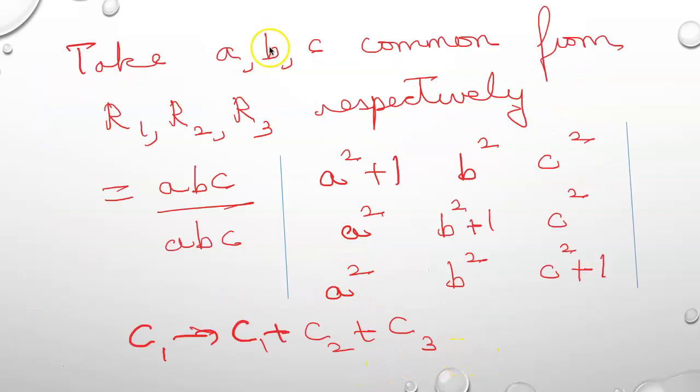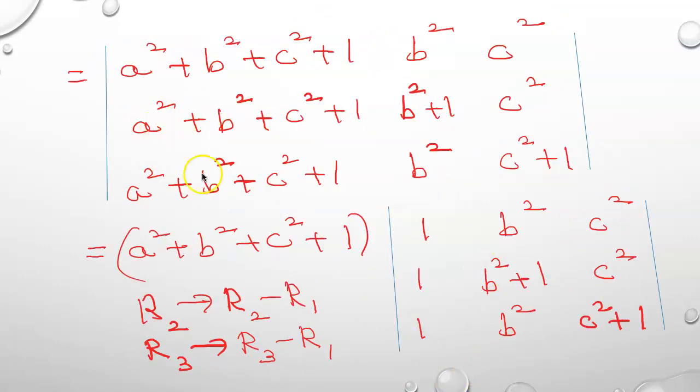And now you take out abc common from r1, r2, r3 respectively. So what do you get here? You get abc by abc, which cancels, and you get a squared plus 1, b squared, c squared; a squared, b squared plus 1, c squared; a squared, b squared, c squared plus 1. Now we have to keep looking at our RHS, which is a squared plus b squared plus c squared plus 1. And how do we get that? You do c1 plus c2 plus c3. So you get this as your determinant.